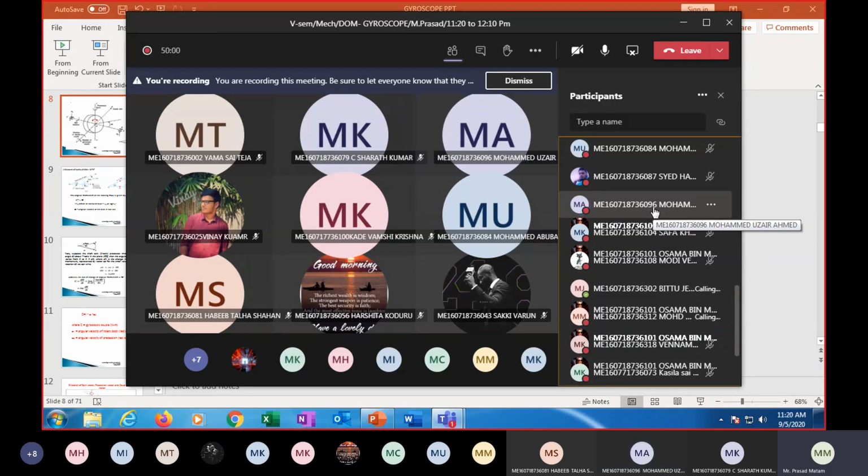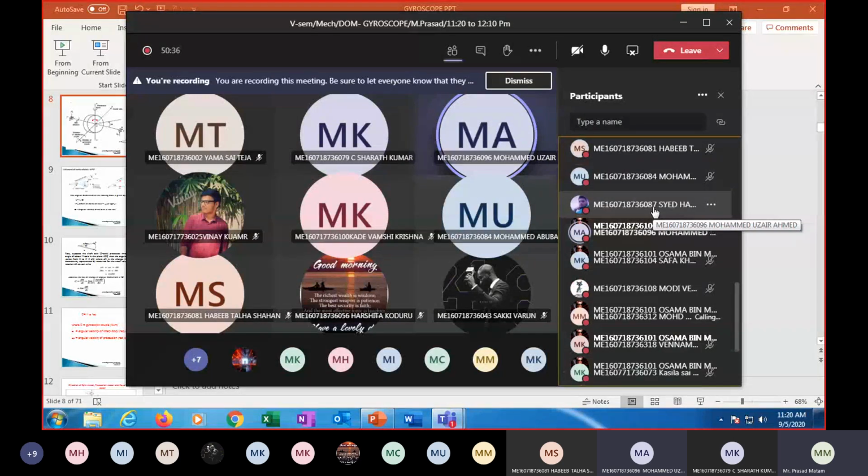Can you give the formula for the gyroscopic couple that I derived yesterday? Gyroscopic couple is denoted with the letter C. C is equal to I into omega S into omega P, where I is the moment of inertia of the disk, omega S is the angular velocity of the disk, and omega P is the angular velocity of the precession axis.